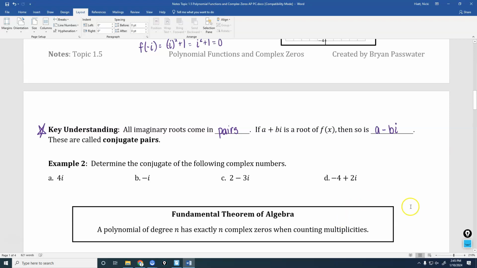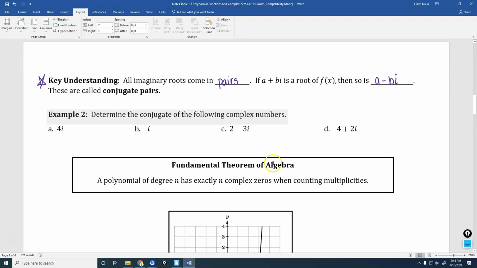So I'm actually going to start over here with C. It says determine the conjugate of the following complex numbers. So if you have a 0 of 2 minus 3i, that just means that 2 plus 3i would also be a 0. If I have negative 4 plus 2i, that means negative 4 minus 2i would also be a 0. Notice the first number does not change. It's just that second number, the one with the i, that is going to change signs.